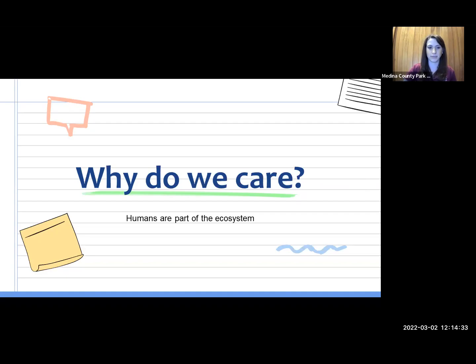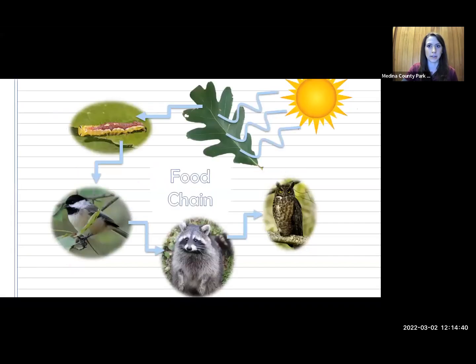Love it. Okay, so why do we care? If we're bringing these animals and plants in, why is it a problem? Why do we care? It all comes down to the environment, ecosystem, and food chain. Especially way down at the bottom, we have plants, and plants are the very foundation of our ecosystems. And it works its way all the way up, right? We have the caterpillar that eats a plant, and then the chickadee eats the caterpillar.